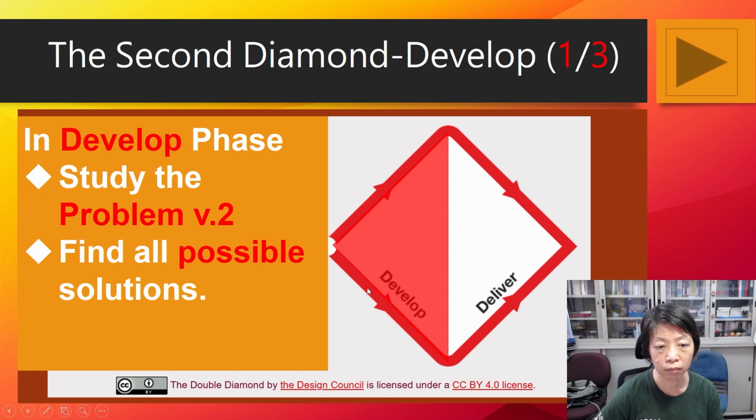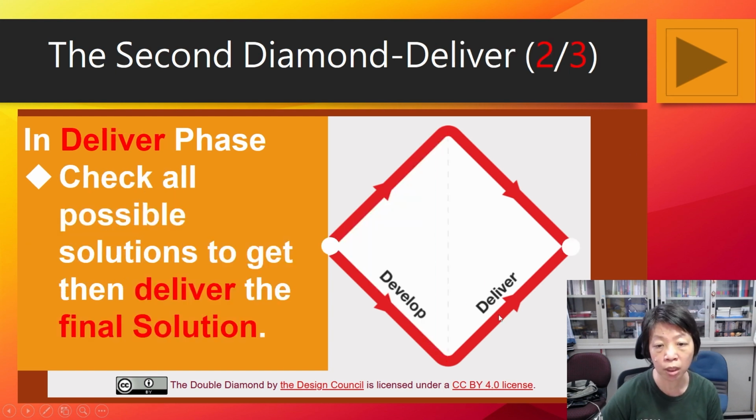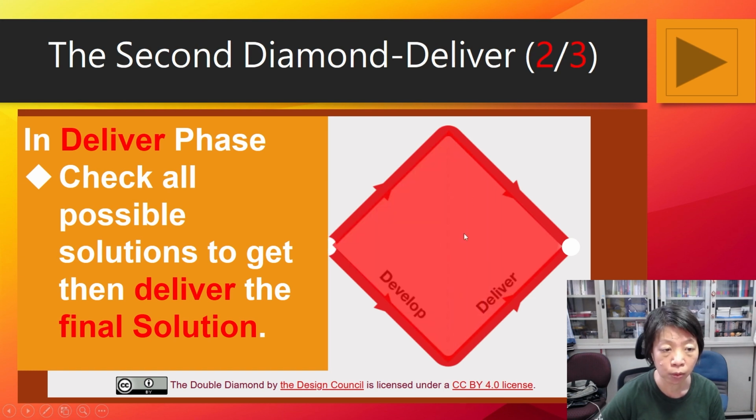How can we get the final solution from all those possible solutions? That will lead us to the next stage, the deliver. In the deliver phase, we check all possible solutions and then deliver the final solution. So the process is like this. We may check, test, analyze, modify, combine, do anything we like just to find a final solution to deliver. Okay, and so we know that the second diamond is for finding the best solution.